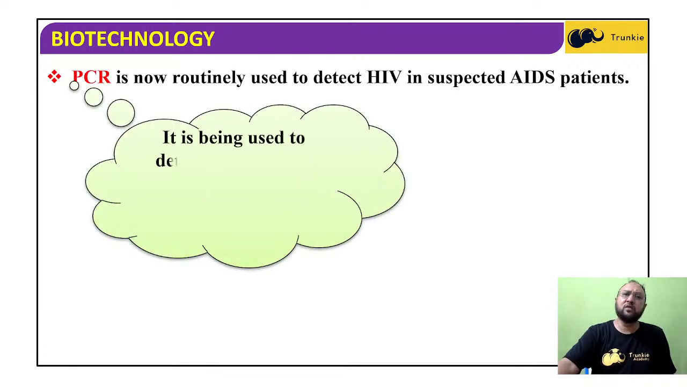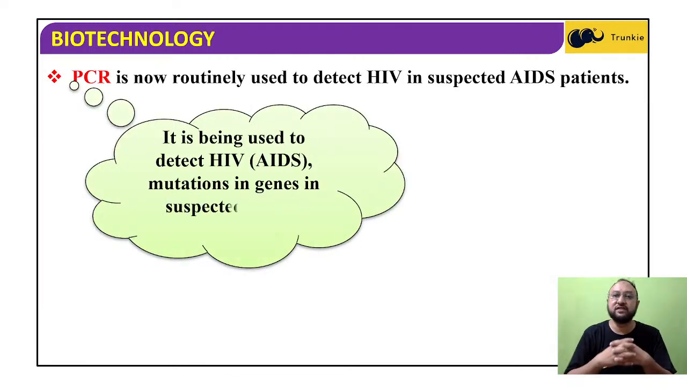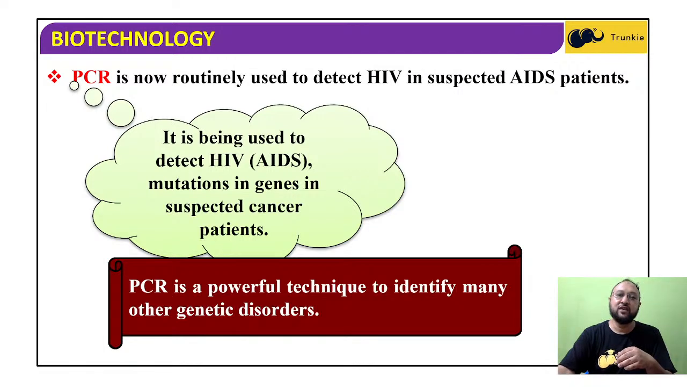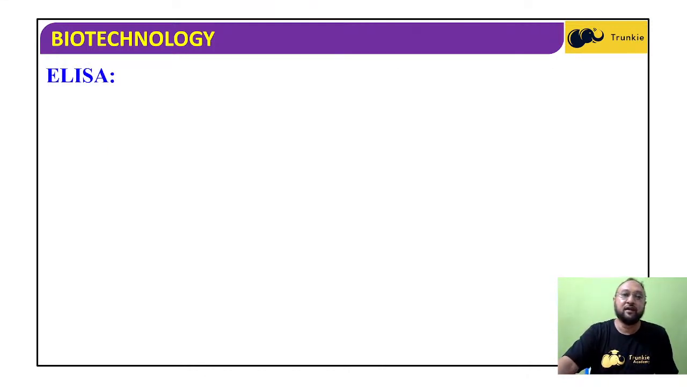PCR is now routinely used to detect HIV in suspected AIDS patients. It is also being used to detect mutations in the genes of suspected cancer patients. So that is the advantage of PCR. PCR is a powerful technique to identify many other genetic disorders. With its help, we are able to make many copies, and then we can understand things by studying the gene, or the DNA sequence.